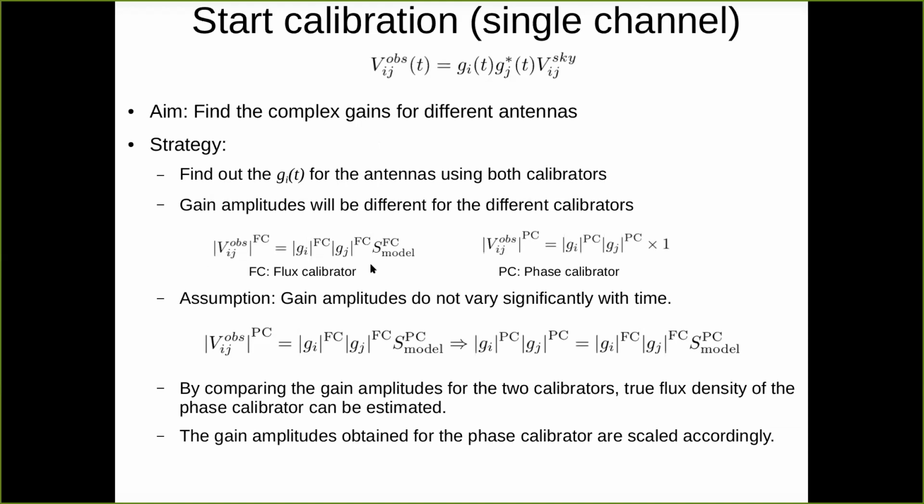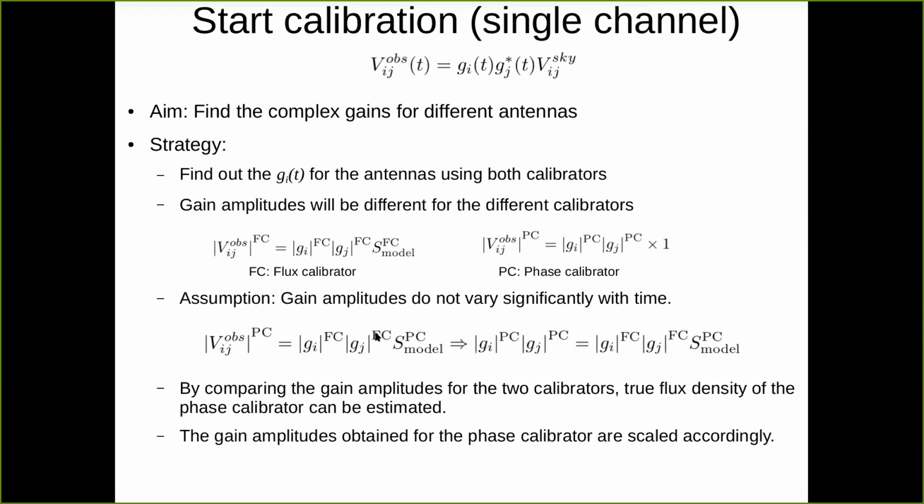So you can, for example, consider these two equations. For the flux calibrator, FC means flux calibrator, PC means phase calibrator. The observed visibility implies the amplitude of this complex number, and this is the model that we inserted. And this equation will give you this G_i and G_j. Whereas for the phase calibrator, this is 1. You have assumed the flux density to be 1 Jansky. We don't know its true flux density. So this equation will obviously give you some different values of G_i and G_j using the phase calibrator.